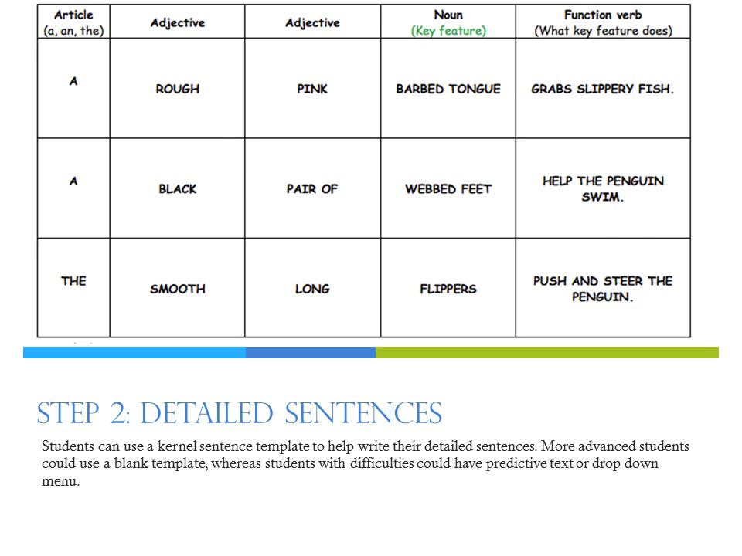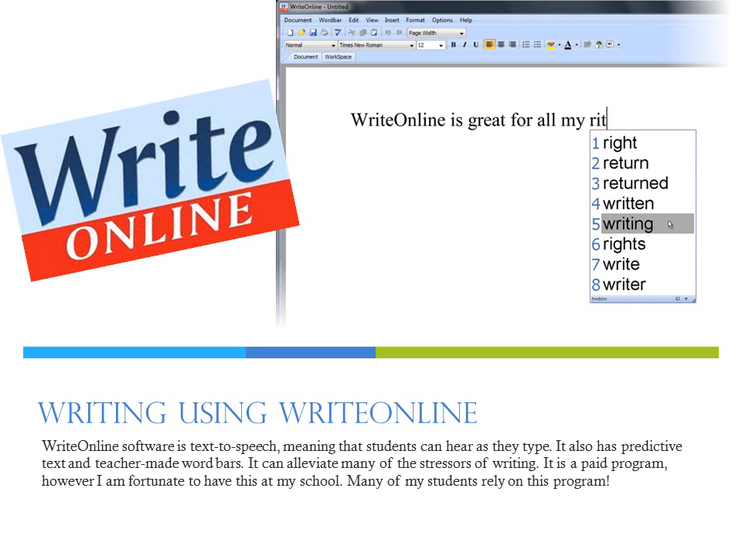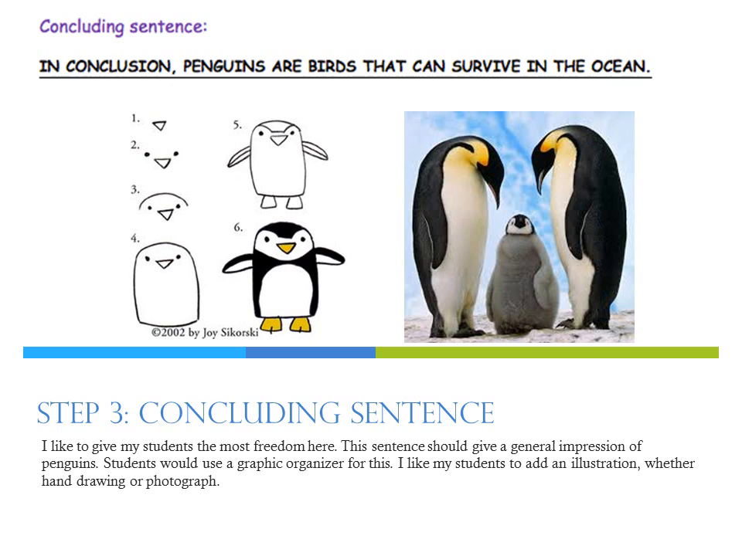or predictive text. Here's some information on Write Online, a program that I am lucky to have access to at my school. Write Online software has text-to-speech, meaning students can hear as they type. It also has predictive text, as you can see in the screenshot above, as well as word bars. It can alleviate many of the stressors of writing. It is a paid program, however, I am fortunate to have this at my school. Many of my students rely on this program.